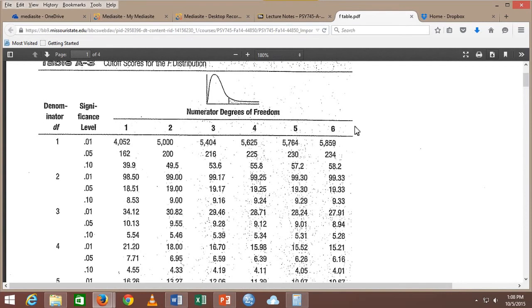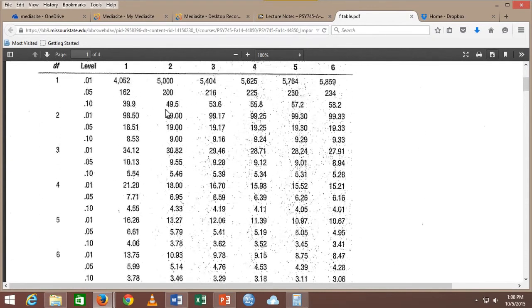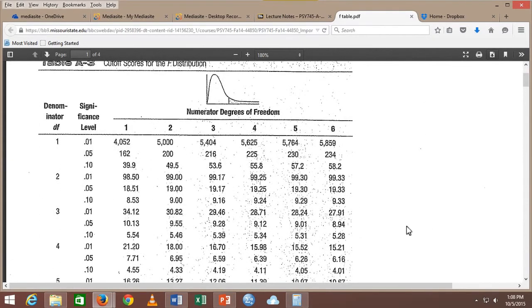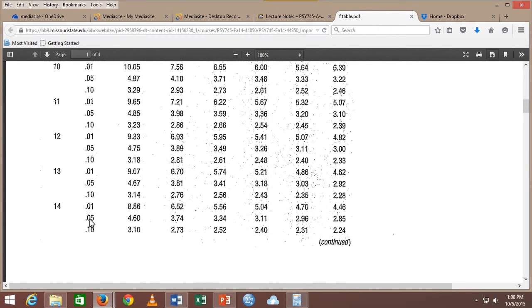So the way that it works is numbers going across the top are the numerator, the degrees of freedom for the model. So we would be looking in the 2 column. The numbers going down the side are the degrees of freedom for the denominator, or residual. So you go 2, and then 14. Okay. And then I'm going to do 0.01. So my cutoff F score is 3.74.